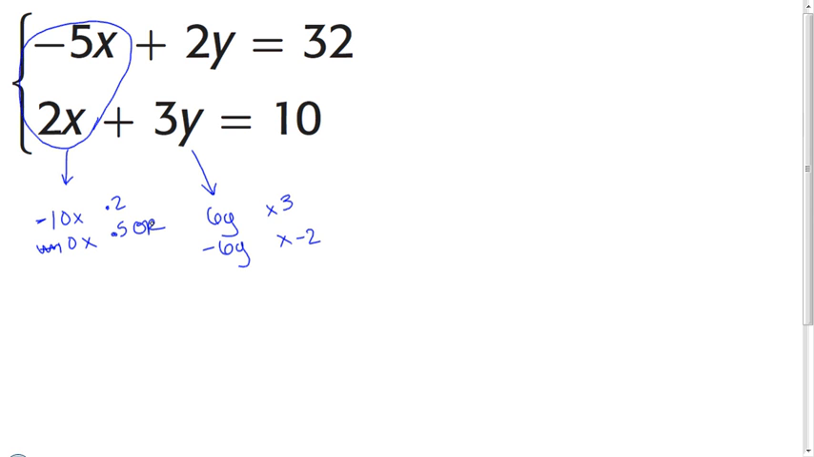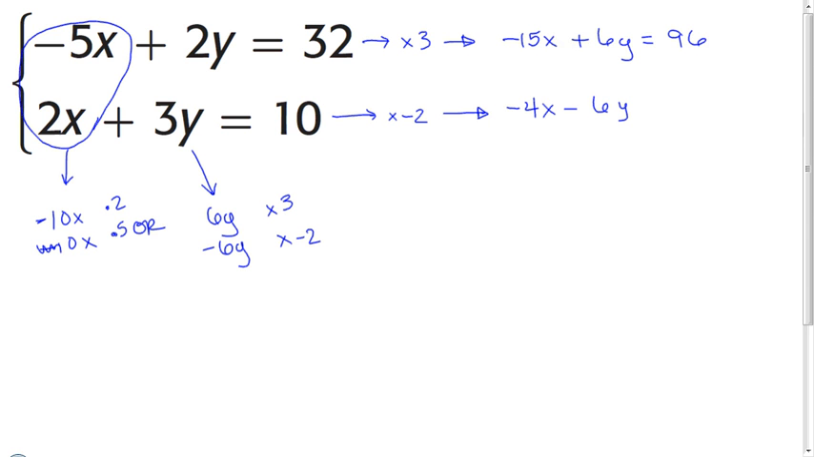So it doesn't really matter which way you go. I tend to pick the one that uses smaller numbers, but in both cases here, the numbers are perfectly easy to work with. So I'm going to multiply this one by 3 and this one by negative 2, so that I end up with a negative 6y and a positive 6y. So this equation up here now, negative 15x plus 6y equals 96. And my second equation multiplied by negative 2 gets me a negative 4x minus 6y equals negative 20.